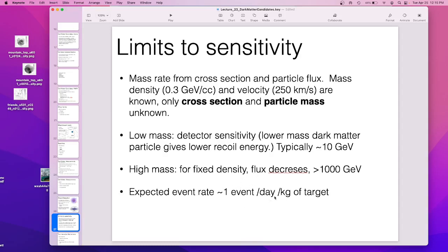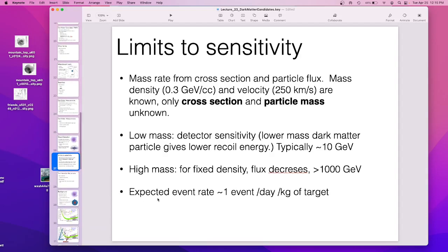So in general, the expected rate is about an event per day per kilogram of stuff. And that just means how many happen. Then you have to see it, because this is one nucleus in your whole tank of stuff that's doing something weird.